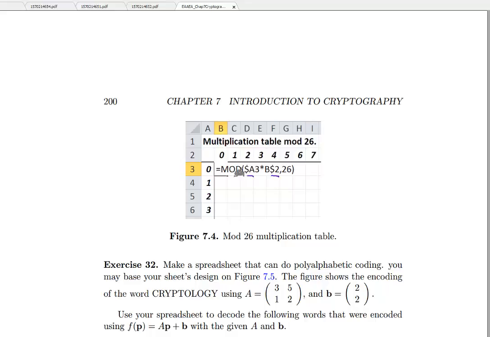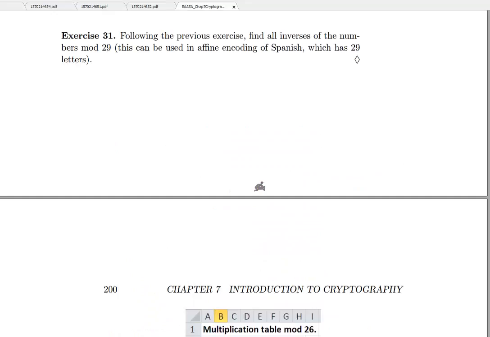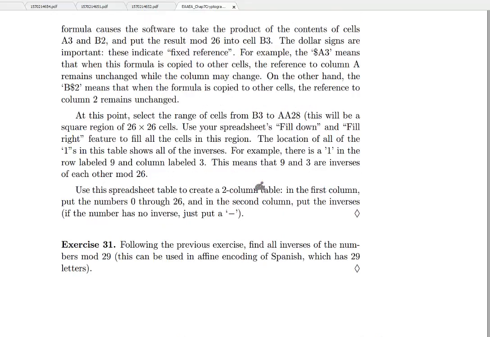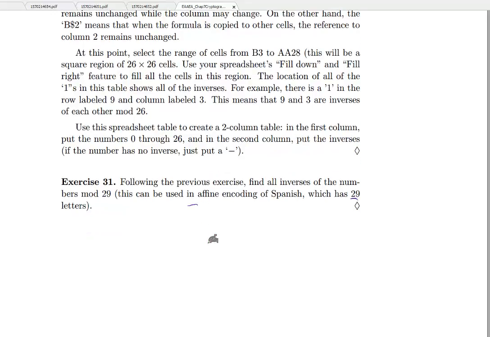If you type this formula in the first cell and then fill down, and then grab all the cells that you filled down and then fill right, so you fill down first, and then select the whole table and fill right, then you can fill the entire table basically in a couple clicks of the mouse. All right, so that's how you do exercise 30. Exercise 39, of course, will be very similar, just using 29 instead of 20. You can put that on a separate sheet in your same workbook.